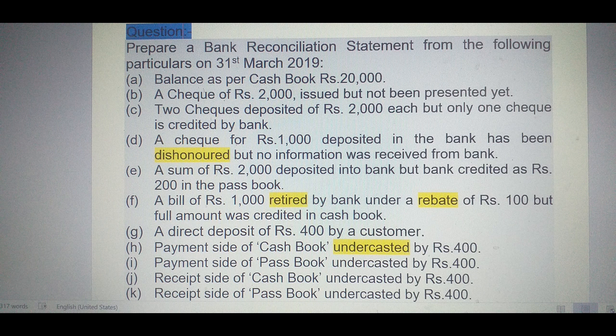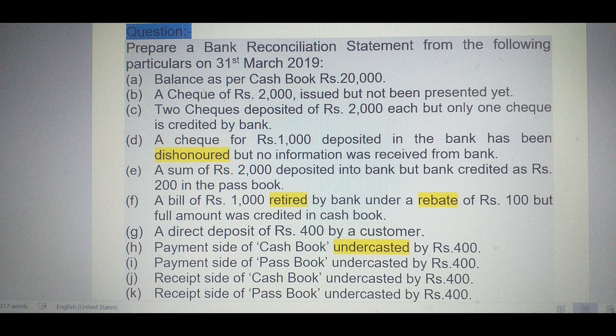A. Balance as per cash book rupees 20,000. Nothing is mentioned about whether it is positive balance or negative balance, so we will always assume it as positive balance. B. A check of rupees 2,000 issued but not been presented yet. C. Two checks deposited of rupees 2,000 each but only one check is credited by bank.